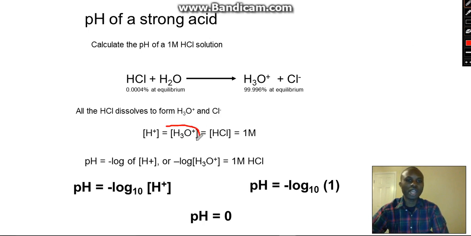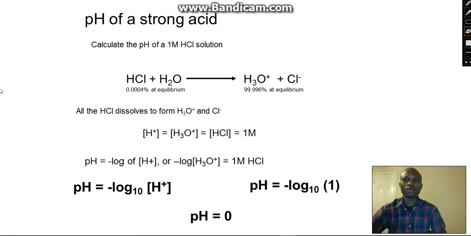Now, when you calculate the pH of a solution, what you are interested in is the concentration of the hydronium ion, or the concentration of hydrogen ion, or the proton in solution. And one thing that we need to notice is that when you dissolve hydrochloric acid, the amount of hydrochloric acid you have dissolved is the same as the resulting concentration of the hydronium ion.